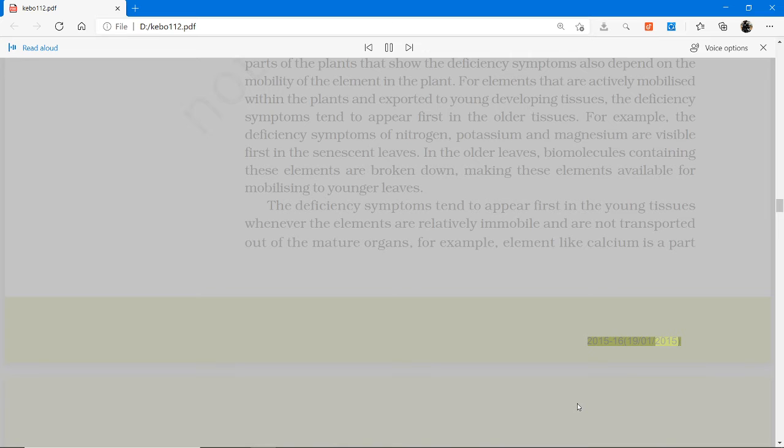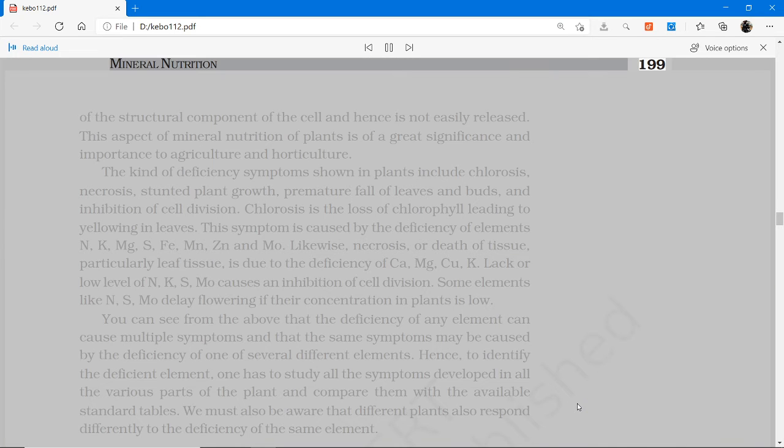of the structural component of the cell and hence is not easily released. This aspect of mineral nutrition of plants is of great significance and importance to agriculture and horticulture. The kinds of deficiency symptoms shown in plants include chlorosis, necrosis, stunted plant growth, premature fall of leaves and buds, and inhibition of cell division.